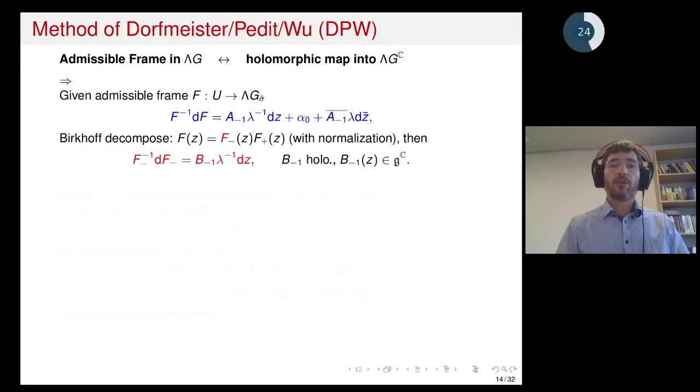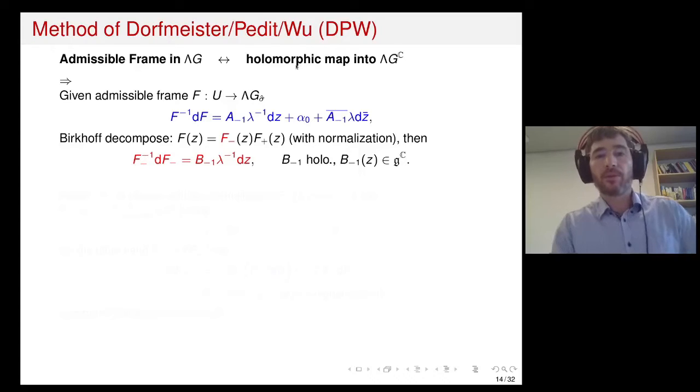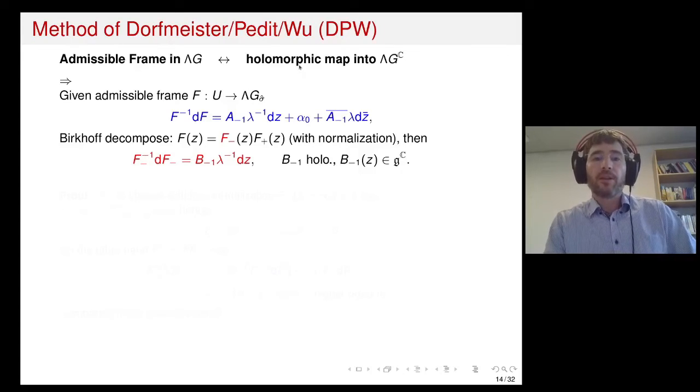So the DPW method uses these two decompositions to connect admissible frames, which is what we want to construct, to holomorphic maps, rather general holomorphic maps. Which is why this is sometimes called the generalized Weierstrass representation, because it's similar to the Weierstrass representation for minimal surfaces. So I'll just explain what the statement is. Suppose you have an admissible frame as a map into the twisted subgroup of the loop group. It's characterized by this expression for the Maurer-Cartan form.